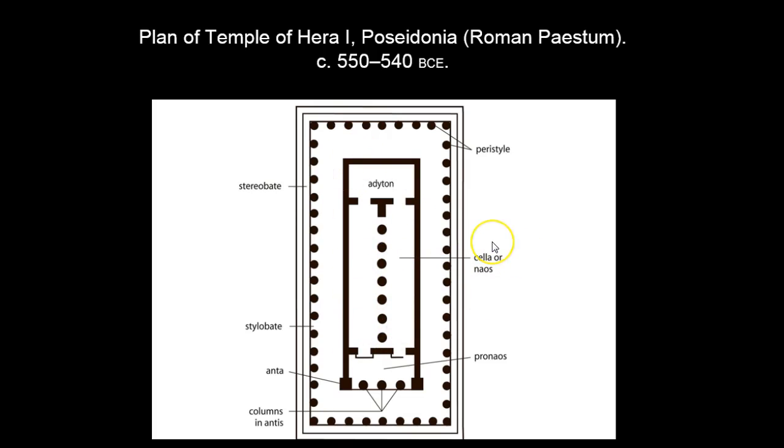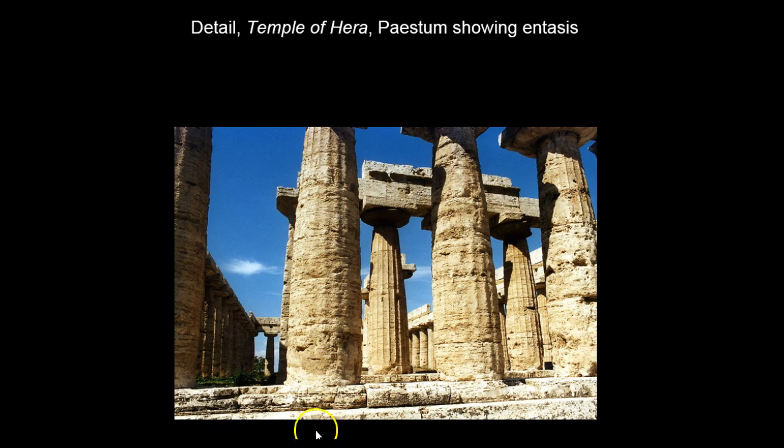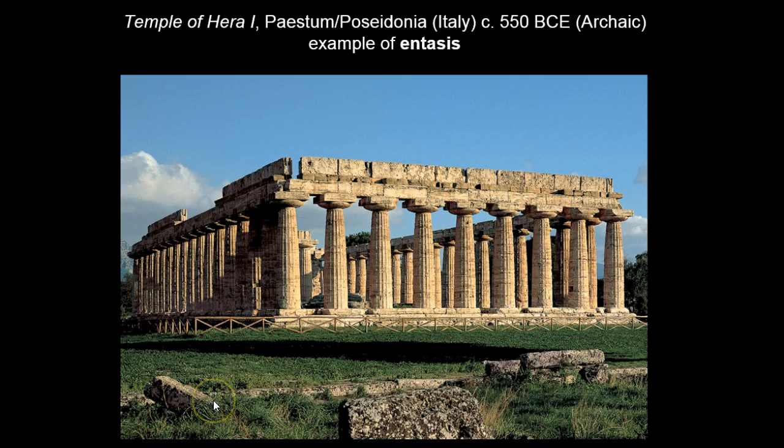The naos, or cella, refers to the central enclosed room of the structure. The entire structure sits atop a stylobate, which is a platform atop the steps to the temple. So here's the stylobate, and there's the stylobate. Platform atop the steps, stylobate. It serves as the temple floor.